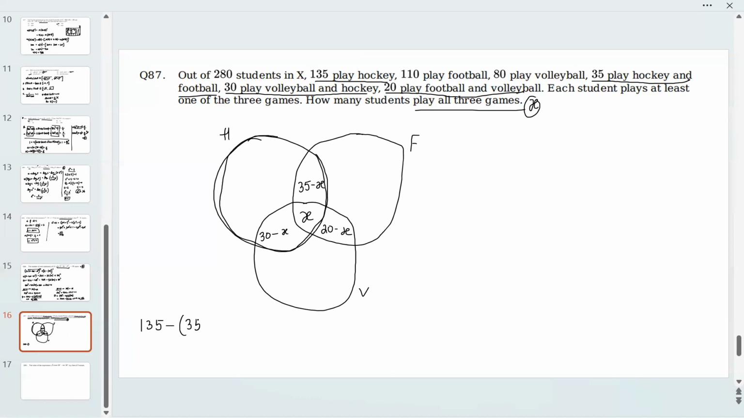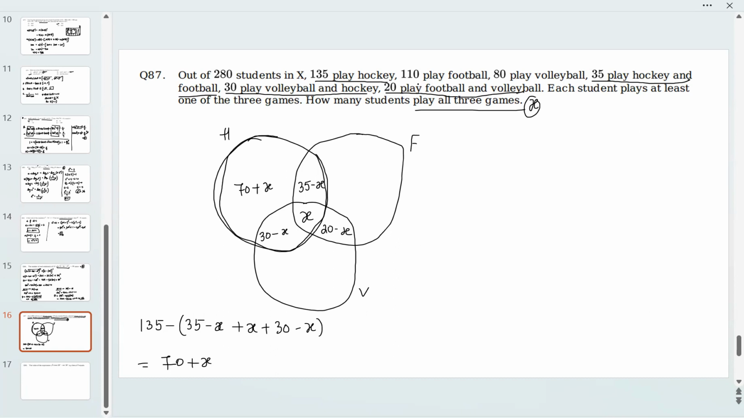So 35 minus X plus X plus 30 minus X. So it will come to 35 plus 30, that is 65. 135 minus 65 is 70, and minus 2x minus x, so 70 plus x. So we'll get this as 70 plus x.